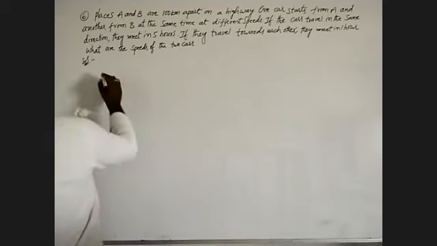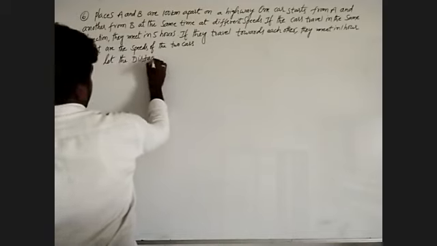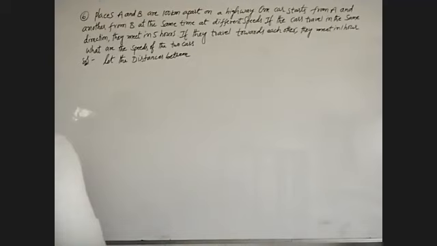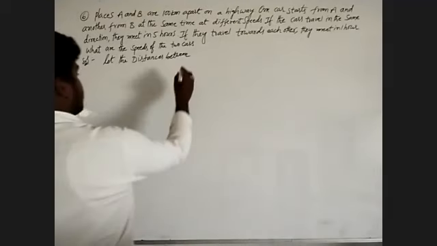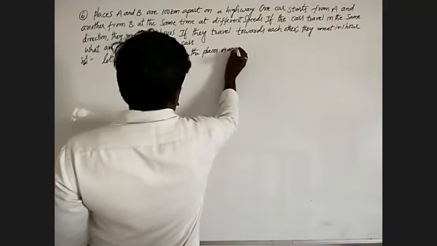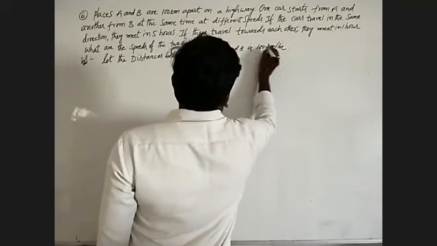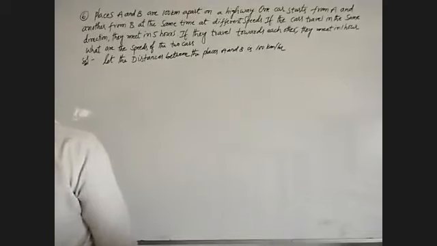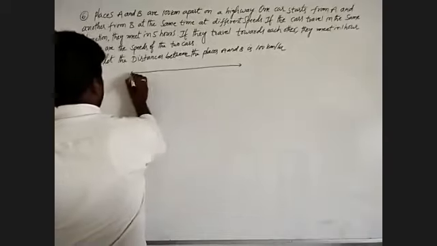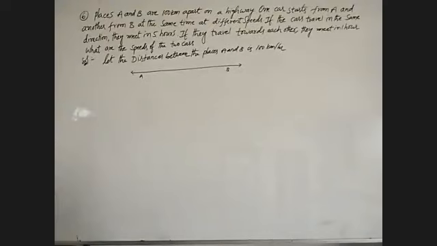Here first I have to take, let the distances between the places A and B be 100 kilometers. We'll take this one. We'll observe. Here first I have to take the car. This is the path. We'll take this is A. This will become B. What is given in this problem?